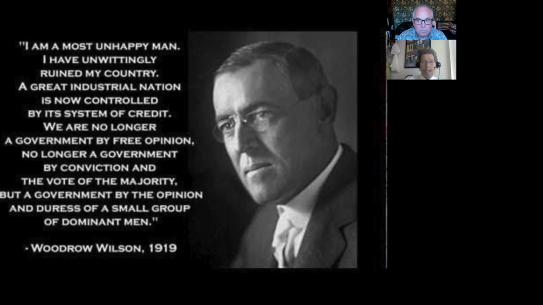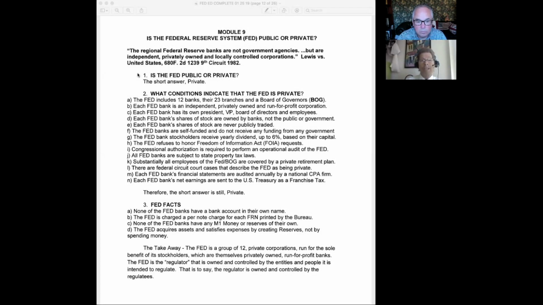The Federal Reserve Bank of New York, incorporated in May of 1914, had its first board of directors meeting in October of 1914 and went operational in November 1914. Each one of these is a private corporation owned by the member banks. Just in time to finance World War I, I guess, among other things. The stockholders of each Fed bank at that time were entitled to a 6% annual dividend based on their capital.